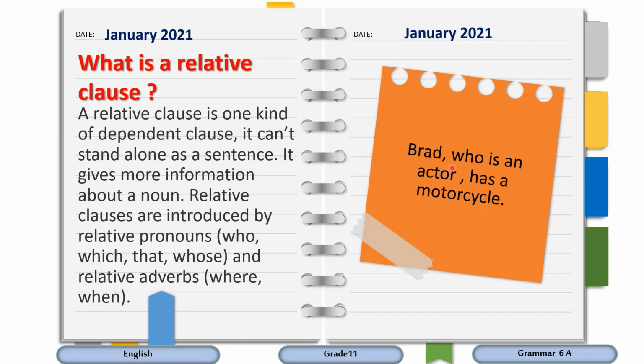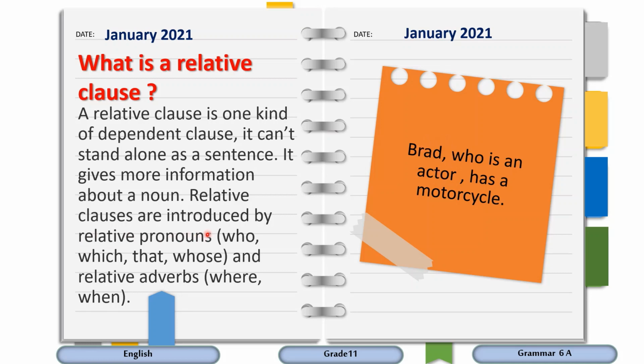Look here, who is an actor? It cannot be alone as a sentence. It's related to Brad, who is an actor. And here also the sentence is not complete. You have to say has a motorcycle. It gives more information about the noun. So here it gives more information about Brad.